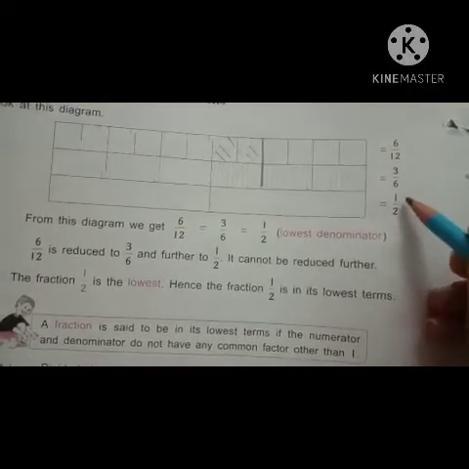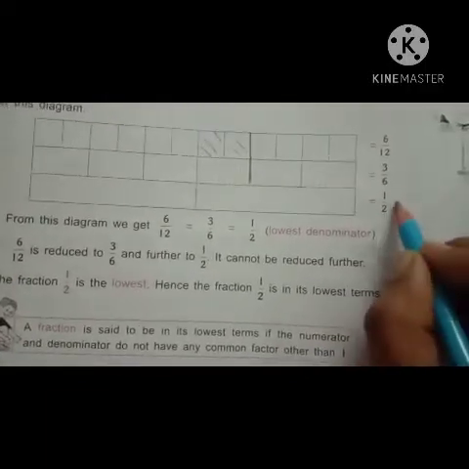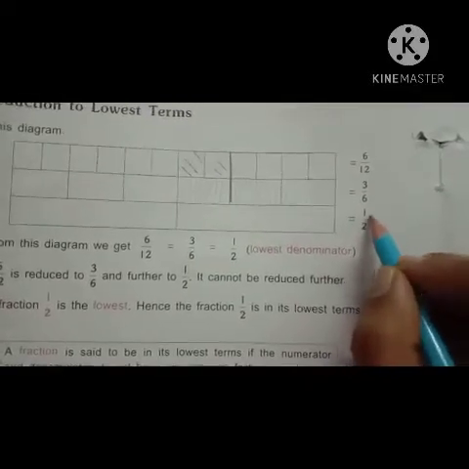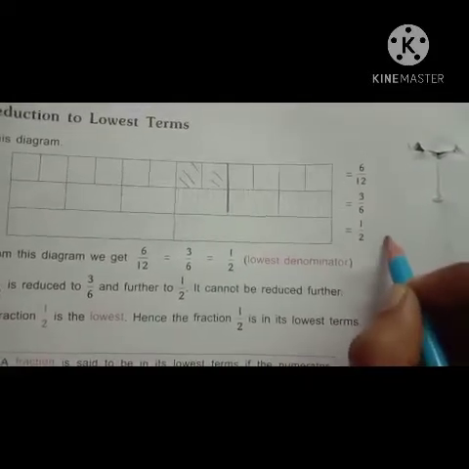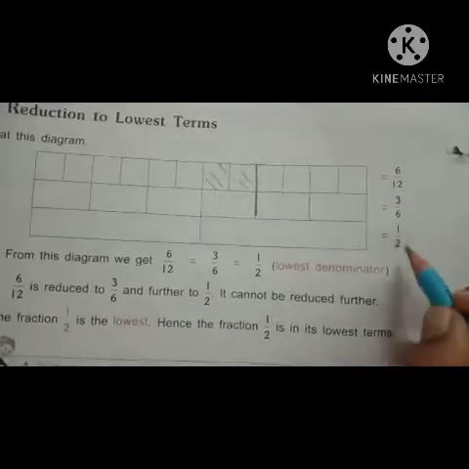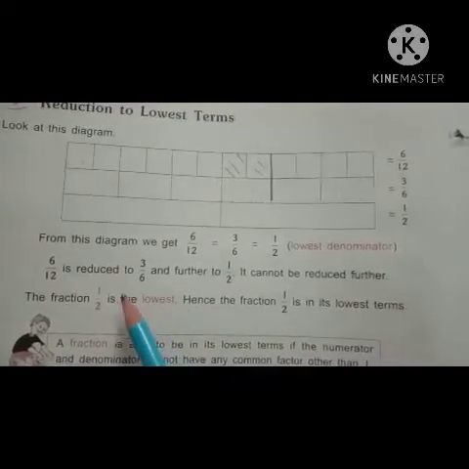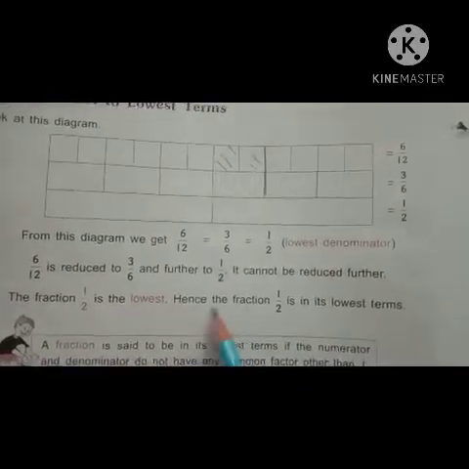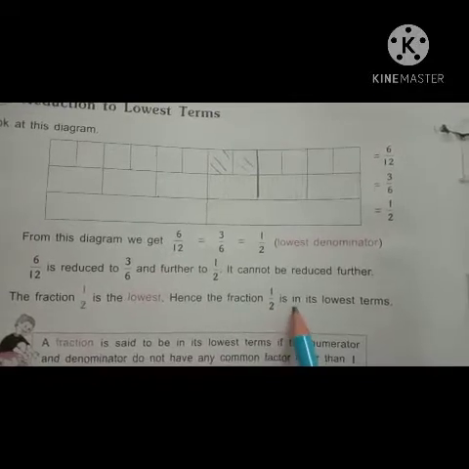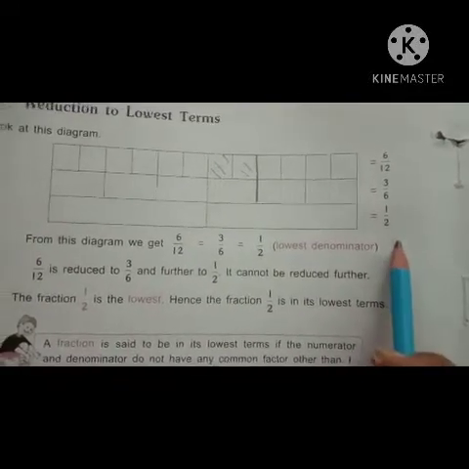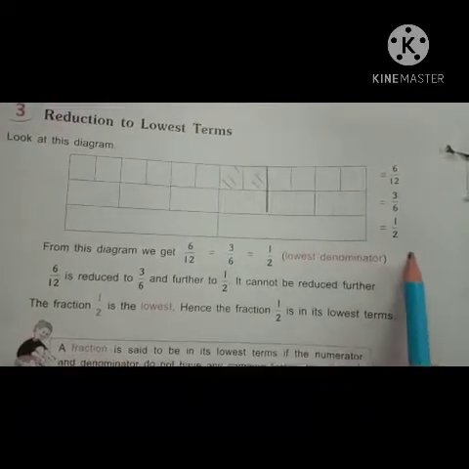Because if we reduce these two numbers in 1 by 2, again we get 1 by 2 only. That's why this is the final one. Next, the fraction 1 by 2 is the lowest. Hence, the fraction 1 by 2 is in its lowest terms.